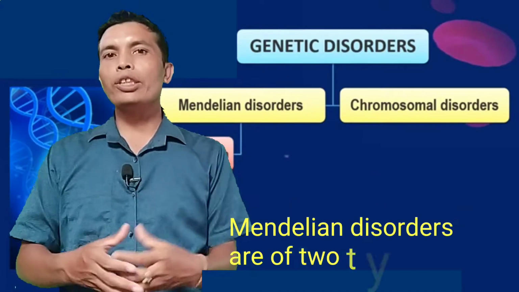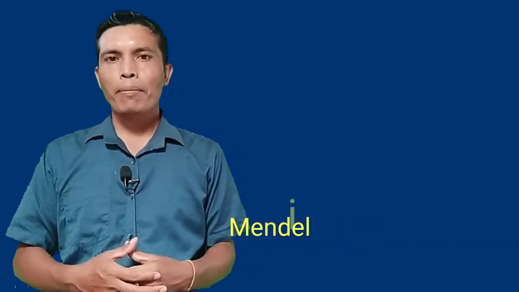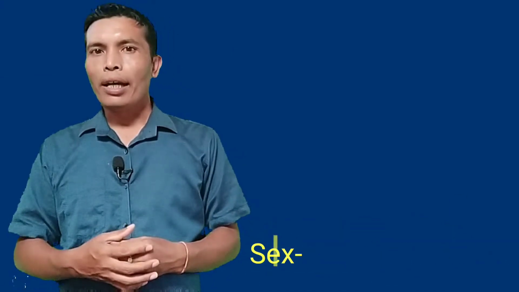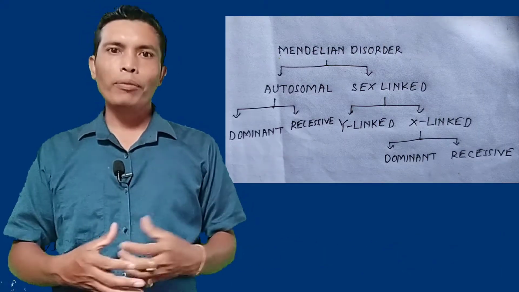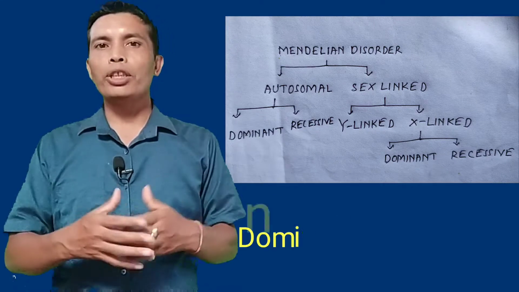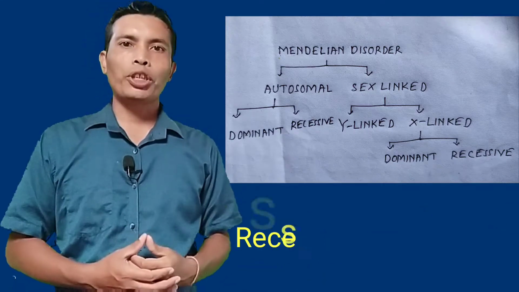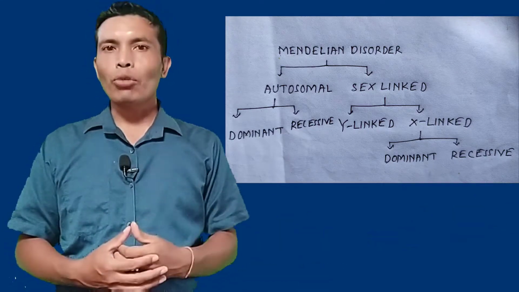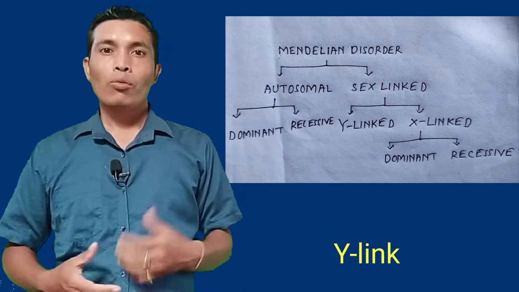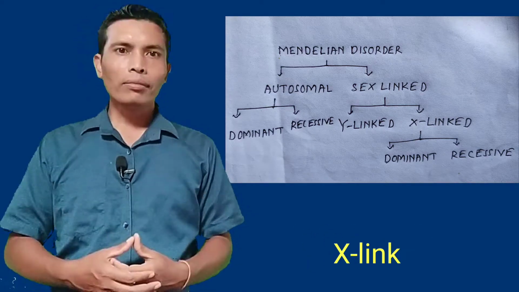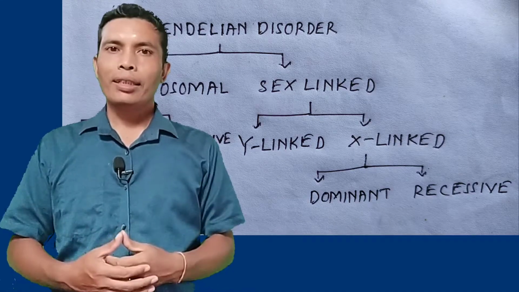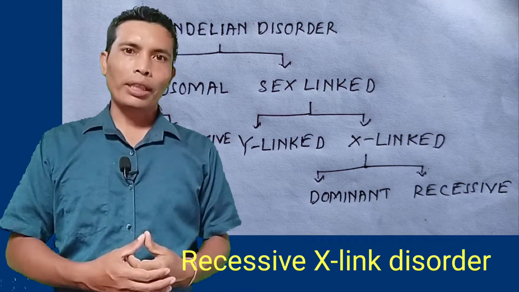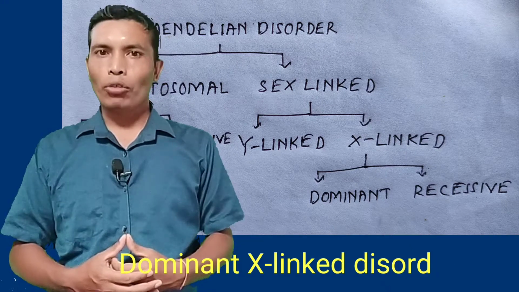Mendelian disorder is again of two types: autosomal disorders and sex-linked disorders. Autosomal disorder is again of two types: dominant autosomal disorder and recessive autosomal disorder. Sex-linked disorders may be Y-linked and X-linked. X-linked disorder is again of two types: recessive X-linked disorder and dominant X-linked disorder.